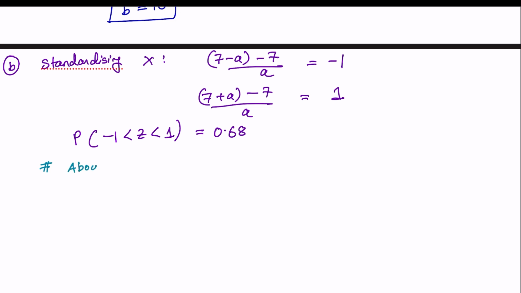So we get this. So there's a general piece of information which we need to know. 68% of data lies within one standard deviation on a normal curve.